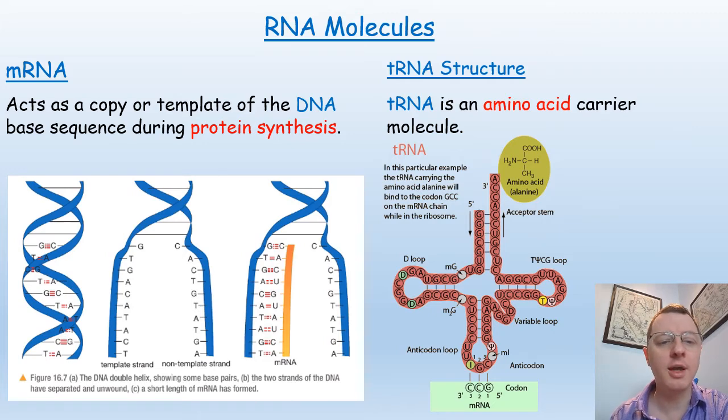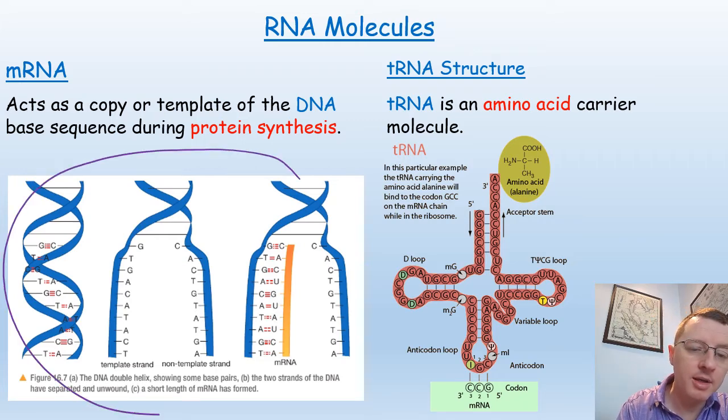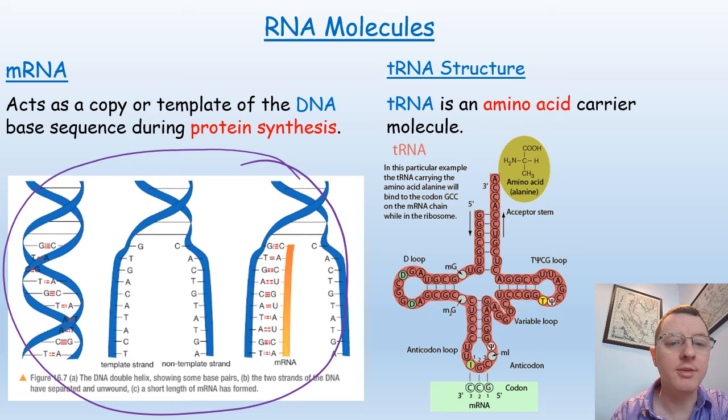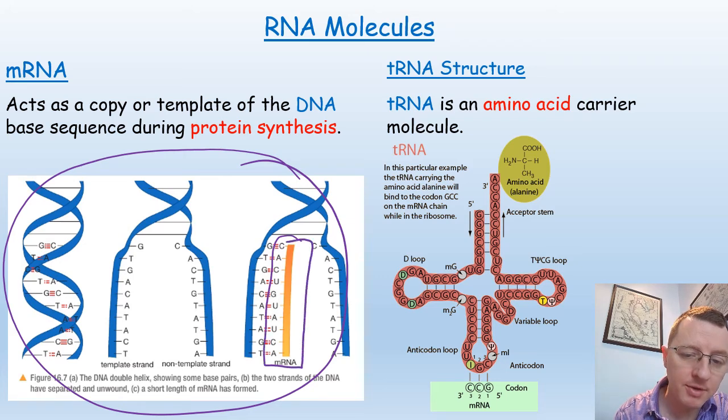Cells also contain a different kind of molecule. It's very similar to DNA, known as RNA. In this diagram here, you can see that the RNA is acting as a template for the base sequence during protein synthesis. In fact, there it is. There is the mRNA molecule.